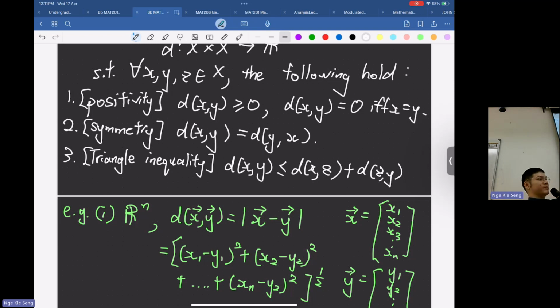How about symmetry on this formula? Can this number recognize x1 minus y1 from y1 minus x1? Cannot recognize because you squared it already. And lastly, triangle inequality. Can you show it? How to show triangle inequality?